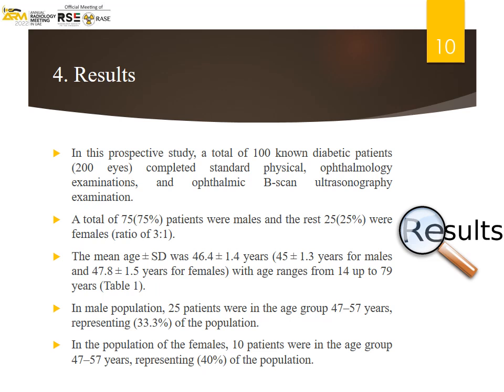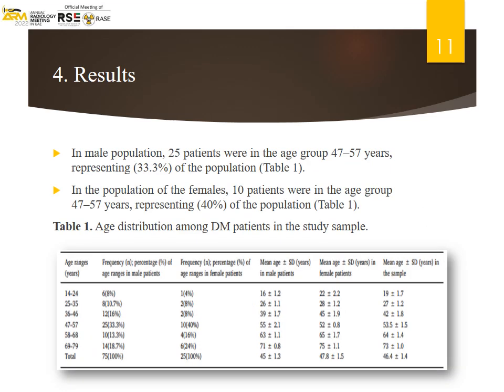This section of the presentation will go over the current study's findings, which are as follows. In this prospective investigation, 100 diabetic patients, 200 eyes, had conventional physical, ophthalmology, and B-scan ultrasonography tests. Table 1 shows that in the male population, 25 patients were in the age category 47 to 57 years, representing 33.3% of the population, while in the female population, 10 patients were in the age group 47 to 57 years, representing 40% of the population.